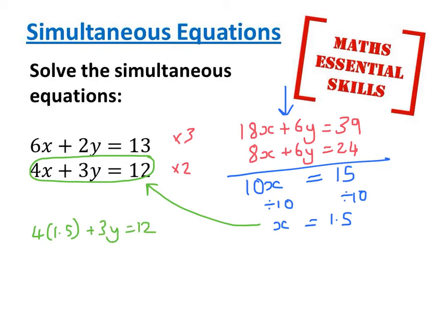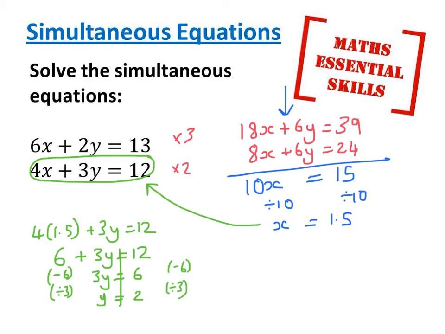4 times 1.5 is 6. 6 add 3 y's equals 12. Take 6 off both sides. 3 y's equals 6. And now divide by 3 on both sides. y equals 2. I'll just make a note of those steps that I just did. We took 6 and we divided by 3. And we did it on both sides. So my answer is x equals 1.5 and y equals 2.